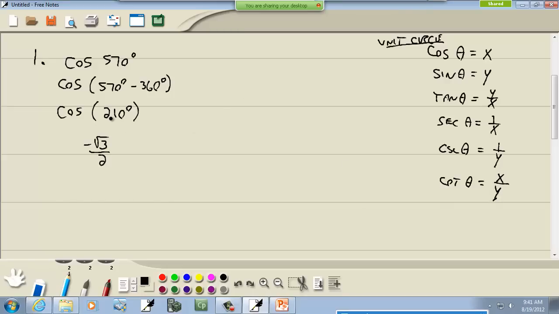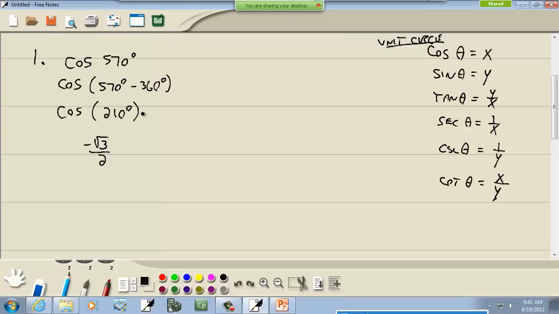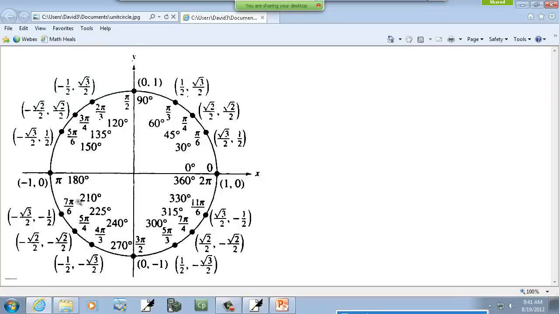So again, I went to 210 degrees, which is right here. And cosine, we said, is equal to the x part of that point. So at 210 degrees, the x part is negative square root of 3 over 2.